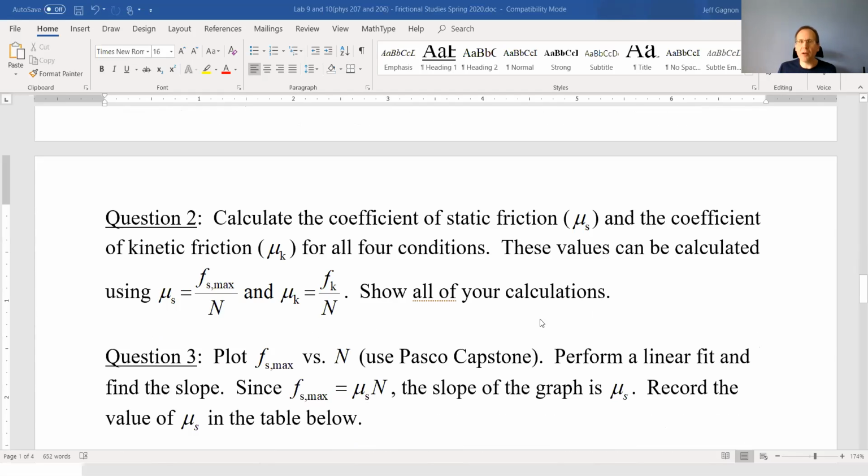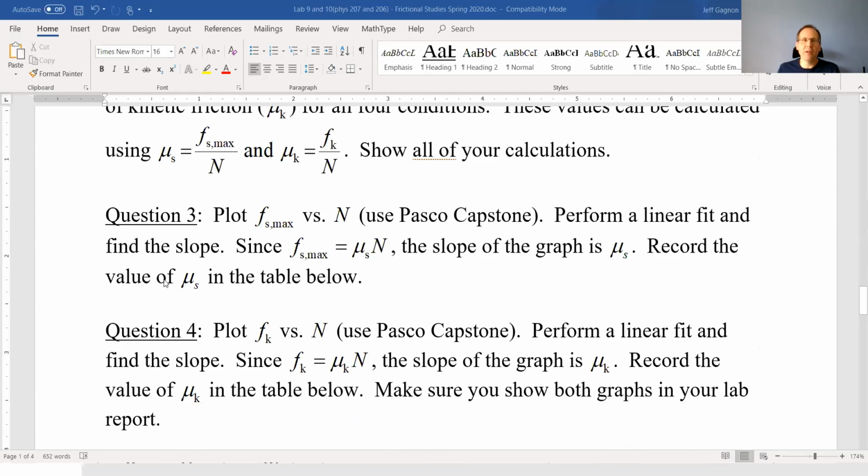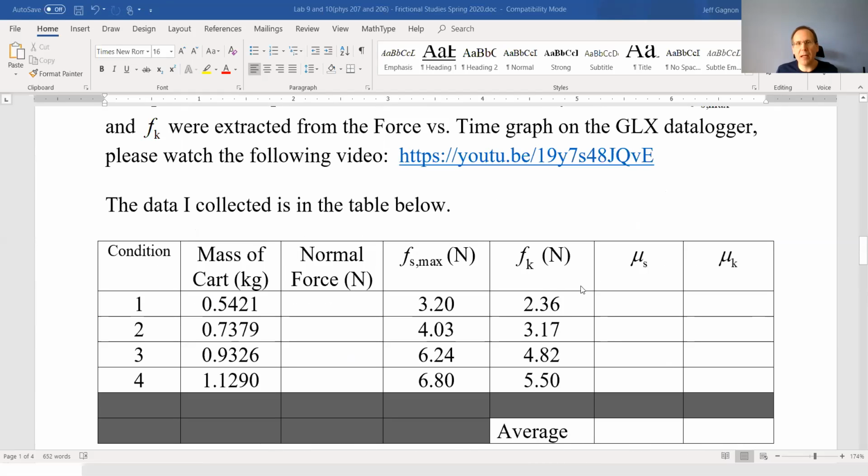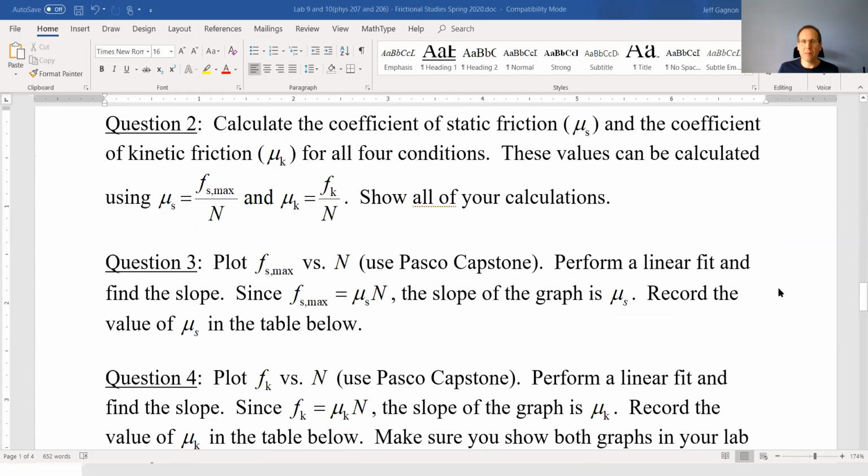Okay, and then show me all your calculations, and make sure you find those averages. Okay, then question 3 and 4, you're gonna do 2 plots. So using Pascal Capstone, you're gonna plot Fs max versus the normal force. So if I look in my table here, the normal force will be your x. So maybe note it by making a little x here. Fs max will be your y. So x, y. You want to do a linear fit.